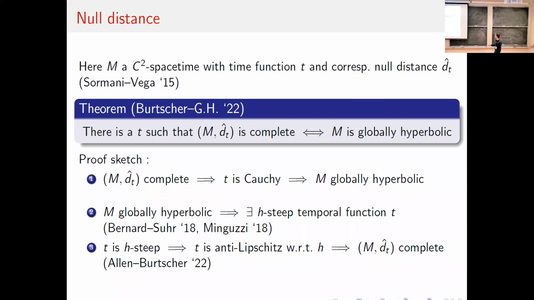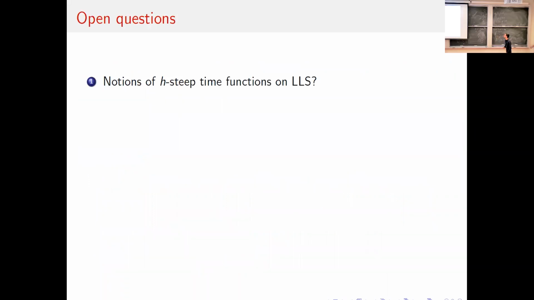Then let me just give the open questions. First, can we do this on Lorentzian length spaces? Do we have a notion of H-steep time function? Probably defining it is easy because you can just require this anti-Lipschitz property directly, but then existence is unclear. That is obviously related to when the null distance is complete on a Lorentzian length space. By the way, the null distance on Lorentzian length spaces was already considered by Kunzinger and Steinbauer, where they studied convergence. So these are two open questions.